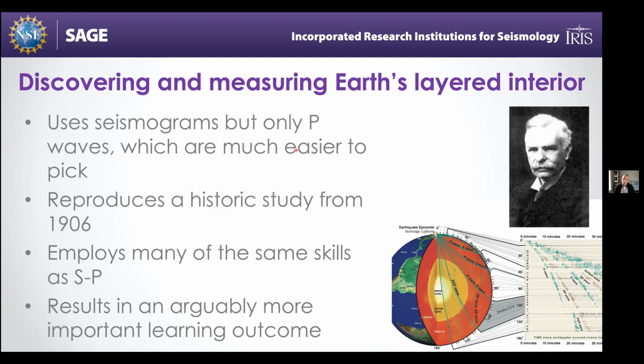But in this activity, we're only going to use P waves. P waves are really easy to pick because it's a change from background noise to some sort of recorded vibration of the ground. And so they're much easier for students to identify, and we can get away from having hand-drawn data.